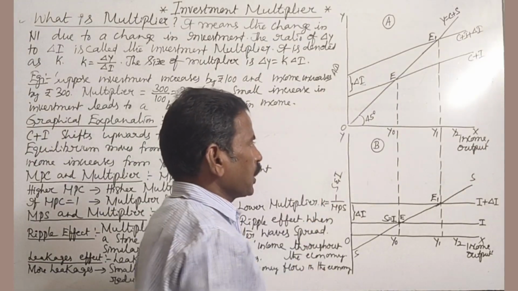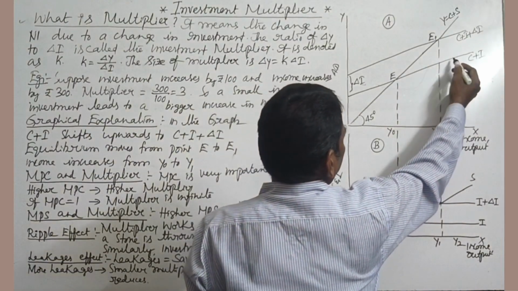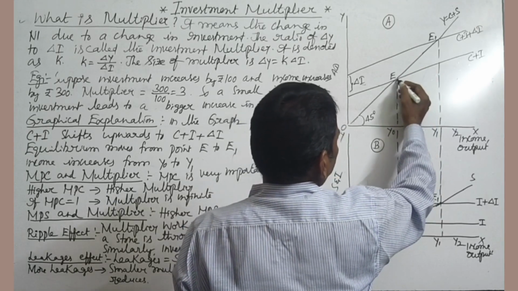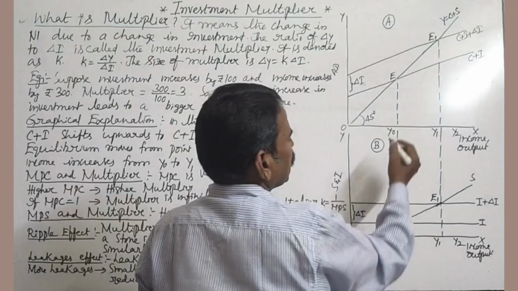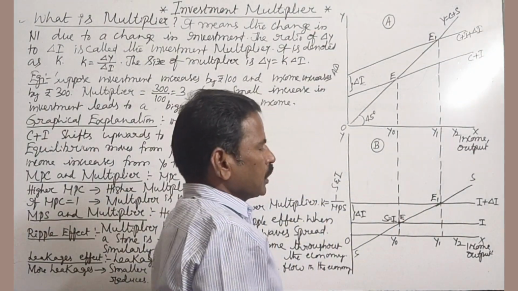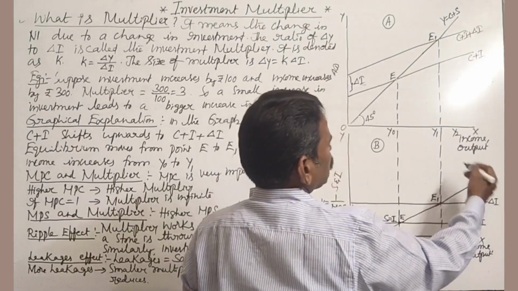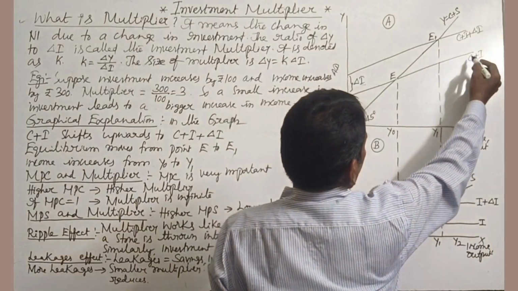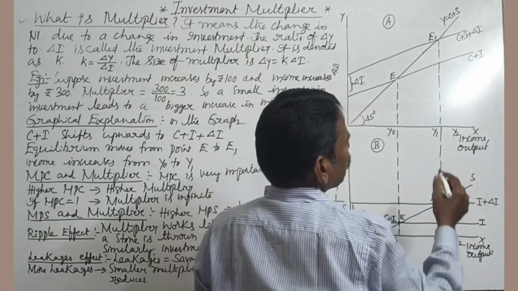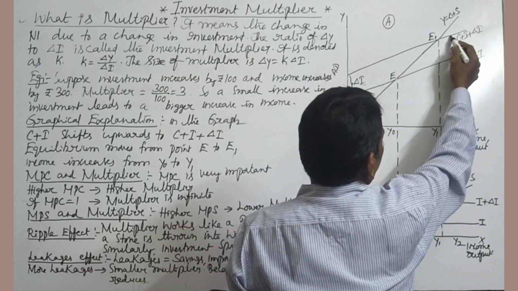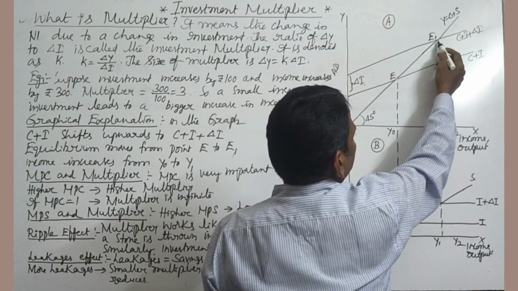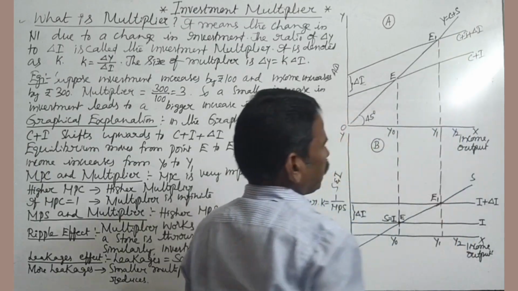In this diagram, aggregate demand and aggregate supply intersect at point E. E is called the equilibrium point. Determination of national income is Y0. If change in investment shifts the aggregate demand line to C plus I plus delta I, aggregate demand and aggregate supply now intersect at point E1. This is called the new equilibrium point.